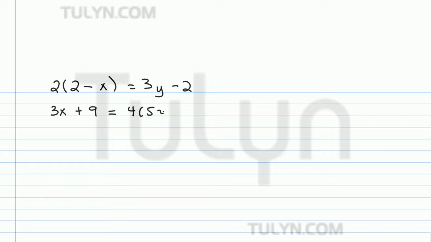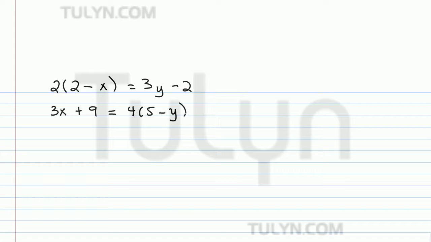Sometimes when you're given a linear system of equations, it's not actually written in the standard form, in which case we have to fiddle around with the equations a little bit to get it that way. For example, if I give you this system of equations, where the first equation is 2 times the quantity 2 minus x equals 3y minus 2, and then the second equation is 3x plus 9 is equal to 4 times the quantity 5 minus y.